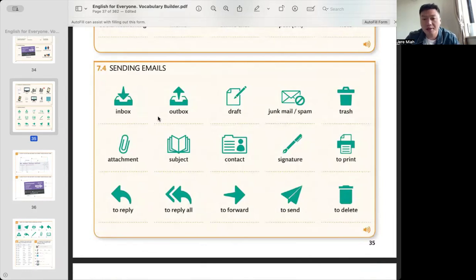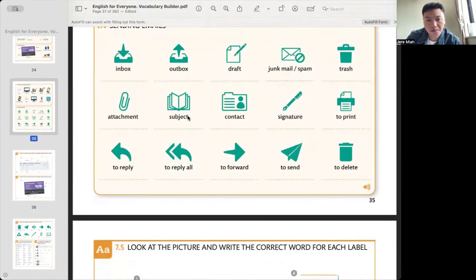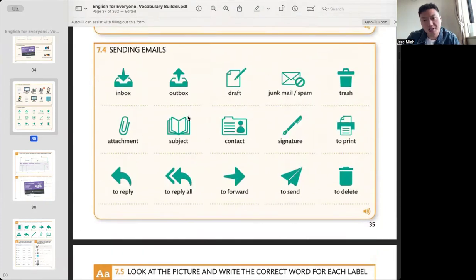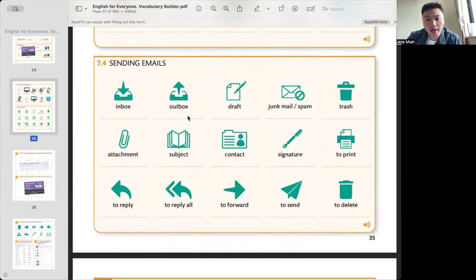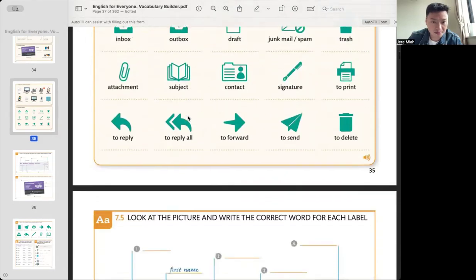Okay, let's go ahead. Next is a compound word, like to print. To print isn't a compound word. It's just a verb. Oh, printout, yes. I'm sorry, it wasn't a compound word. Just to print, to reply, to forward, to send, to delete. I've done these with emails. The only one I'm not familiar with is signature.